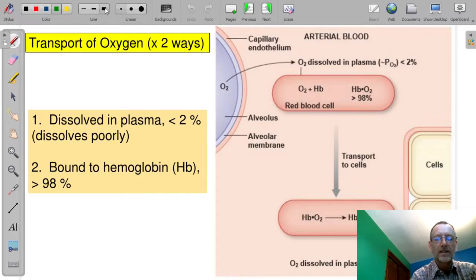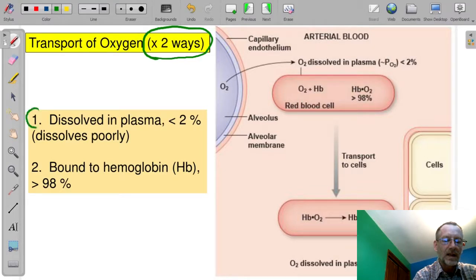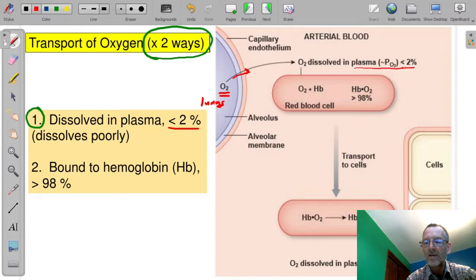It's done two ways. So one way that oxygen is transported is that a small percentage of it, less than 2% of it, just dissolves straight into the plasma. So here's the oxygen in the alveoli of the lungs. So this is representing lungs. Diffuses across the respiratory membrane into the blood. And about 2% of it just stays in the plasma. Not very much. It dissolves poorly in the plasma.